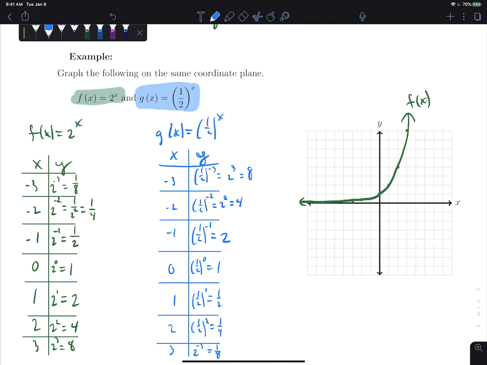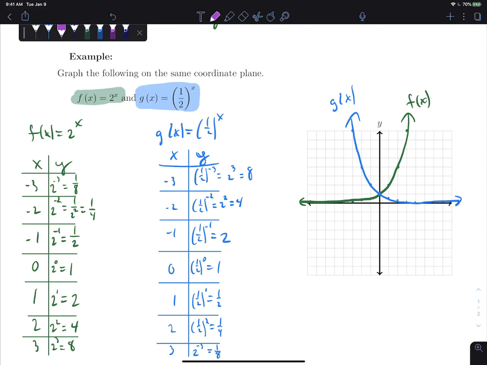Now, let's plot that. -3, positive 8, -2, positive 4, -1, 2, 0, 1, 1, 1/2, 2, 1/4, 3, 1/8. And notice that if we keep going towards the right here, it's going to basically start getting to 0 going towards the right. And we are decreasing to the right. Good deal. So this is g of x.